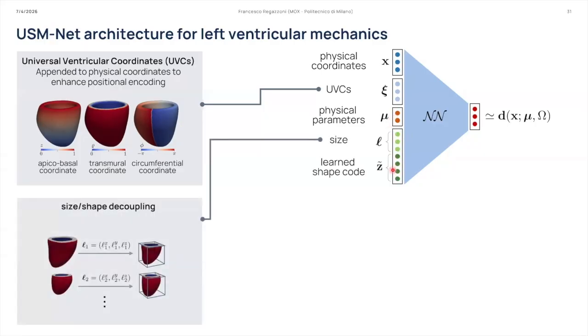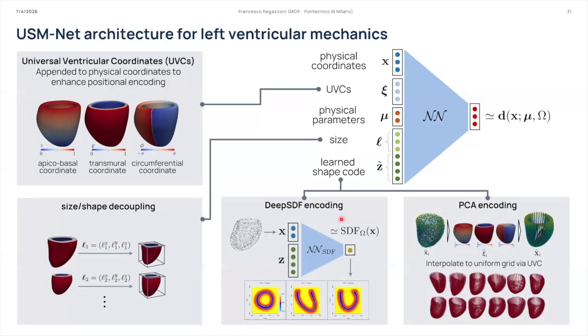And then we append the shape code that has been decoupled between the size information and the shape information. And for the shape information, we tested and compared two approaches. One is the one based on DeepSDF that I just described, and the second is somehow a more classical one based on PCA encoding. So we take universal coordinates of a point cloud so that we can take a uniform grid, identical for each geometry, and then we perform PCA and we take the first n principal components.